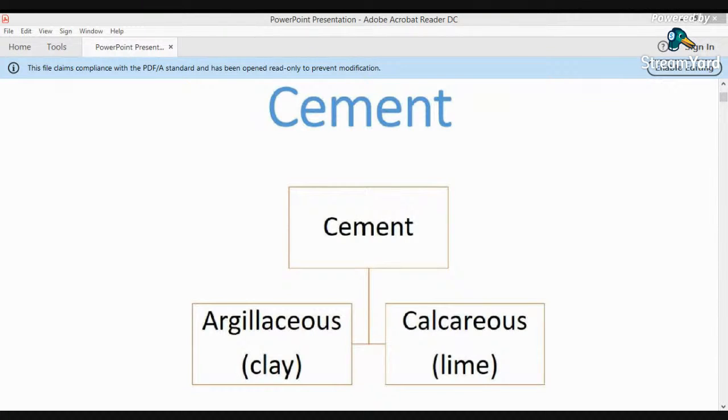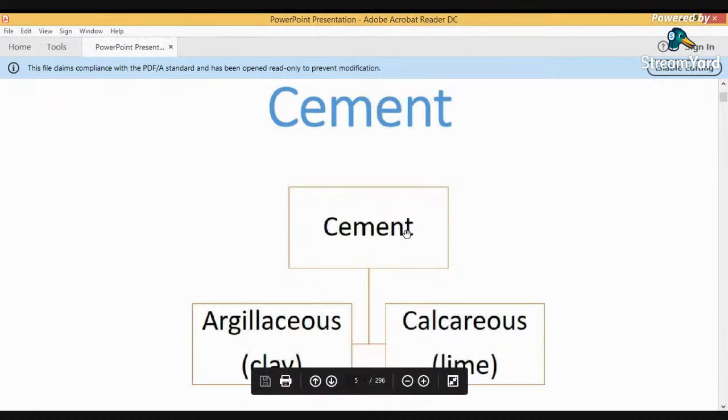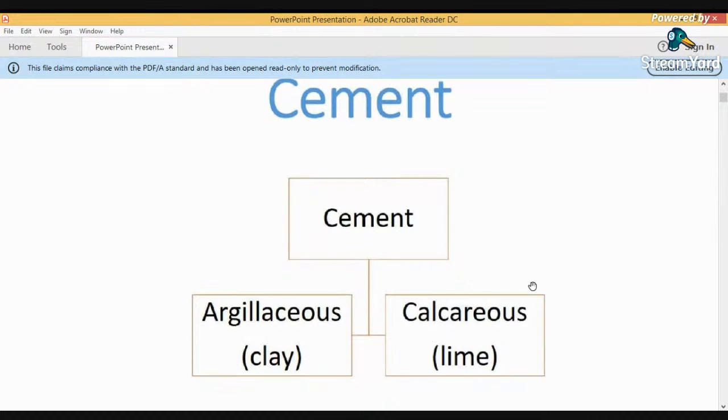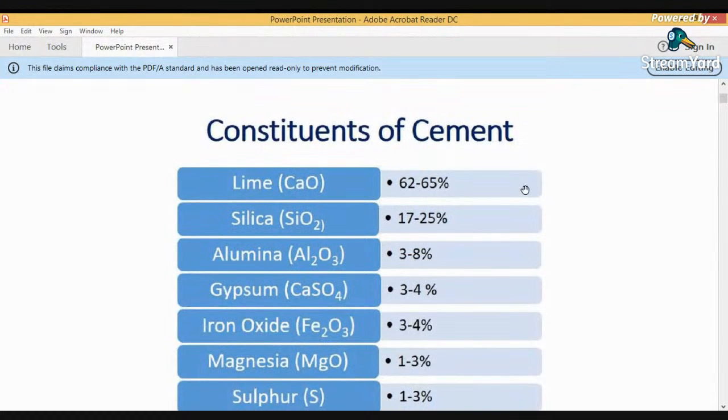So fine. In the last class, we discussed cement. There are two compositions of cement. One is argillaceous, the second one is calcareous. Argillaceous means clay, slate, laterite type of materials, and calcareous is lime, when we mix them in a certain proportion. And we already discussed the constituents of the cement.